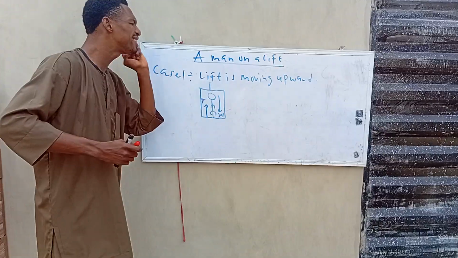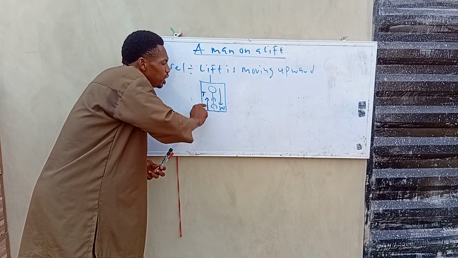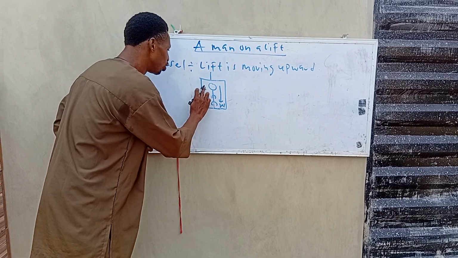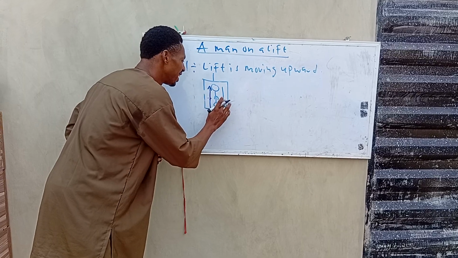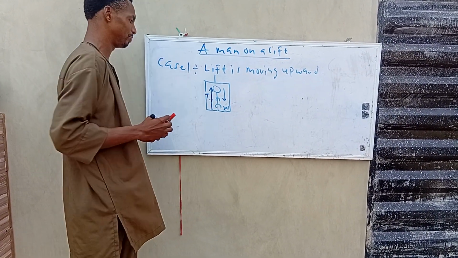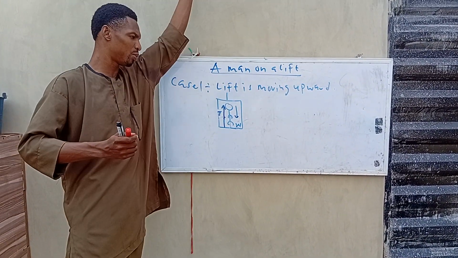Now, for this lift to move upward, it means that the tension is greater than the weight of this man in this case. So, because this lift is moving upward, please take note, the tension is greater than the weight of this man. Why? Because this lift is moving up.